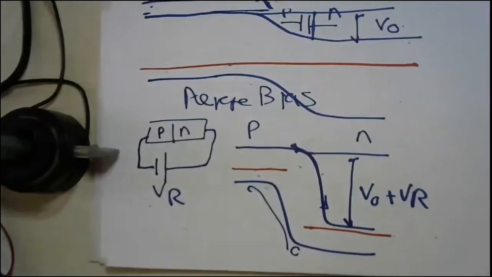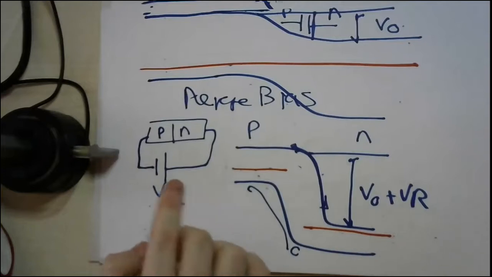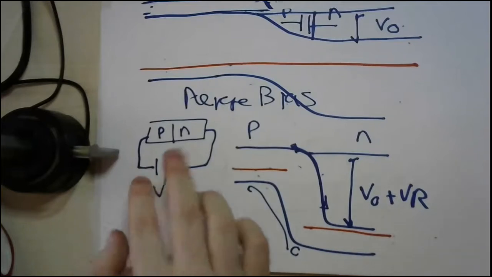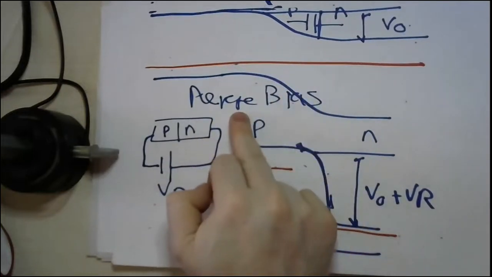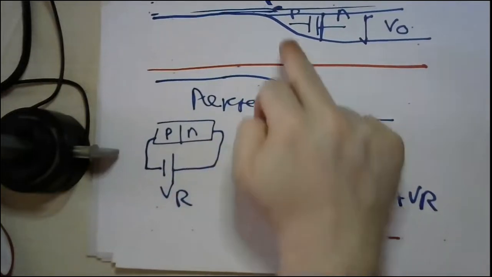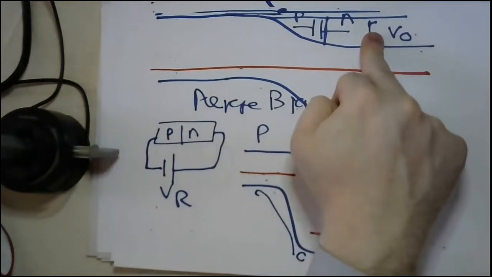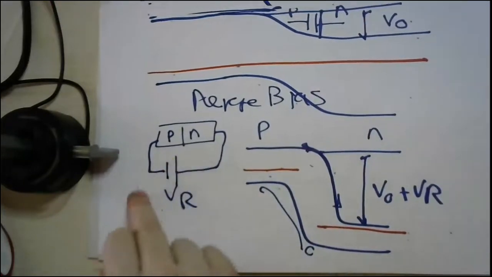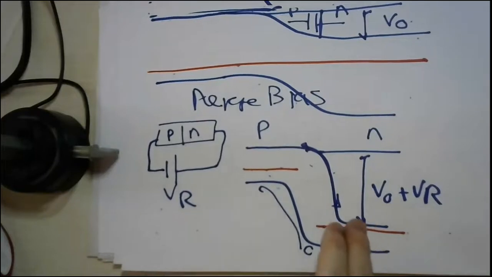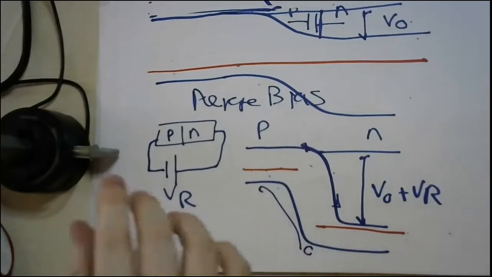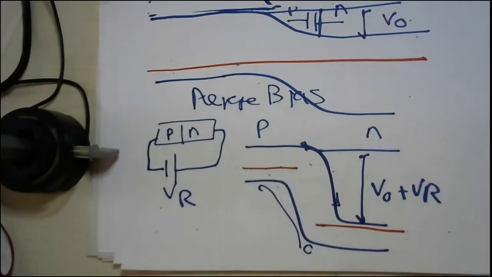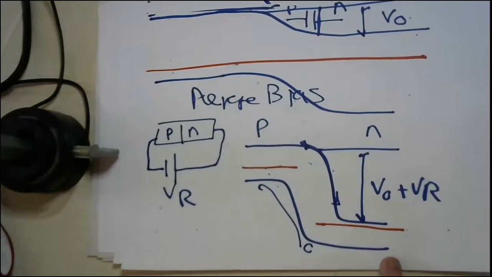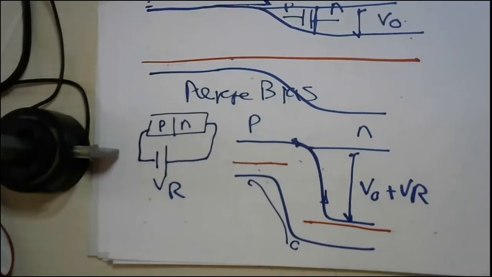So if you add a battery in the same direction of the built-in potential, we call it reverse direction. So this height, which is V node in thermodynamic equilibrium, will become V node plus VR, which is the voltage you add. And again, the current is very limited because you are extracting electrons from the p side, which has already a very limited number of electrons, and you are extracting holes from the n side, which already has a very limited number of holes. So your current is very, very limited.